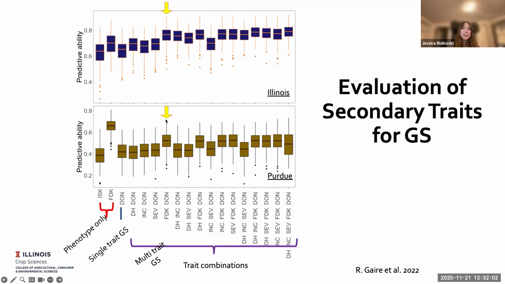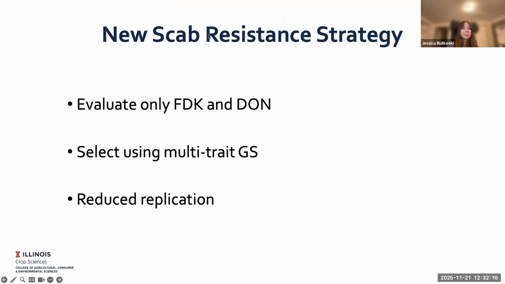But one thing that really stands out is that we get some of our best accuracies when we just use one other trait together with DON. So we don't really need to include all these other traits. What we figured out is we really only need to evaluate two traits, which are Fusarium damaged kernels, the percent of kernel damage, and the toxin. And then we can select using multi-trait genomic selection.